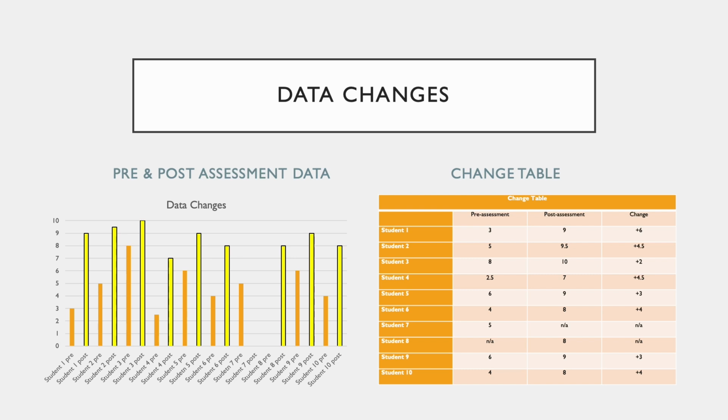The change table revealed that all students showed improvements in their post-assessment scores, with increases ranging from 2 to 6 points, indicating a significant enhancement in their understanding of musical dynamics. The data changes chart visually highlighted the positive shifts in musical accuracy, illustrating that the majority of students progressed from below grade level performance to meeting or exceeding grade level expectations in dynamic comprehension.